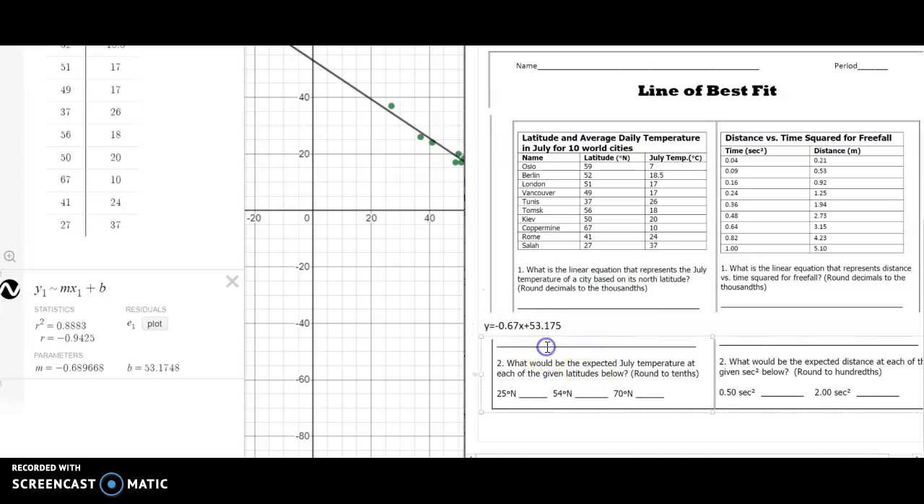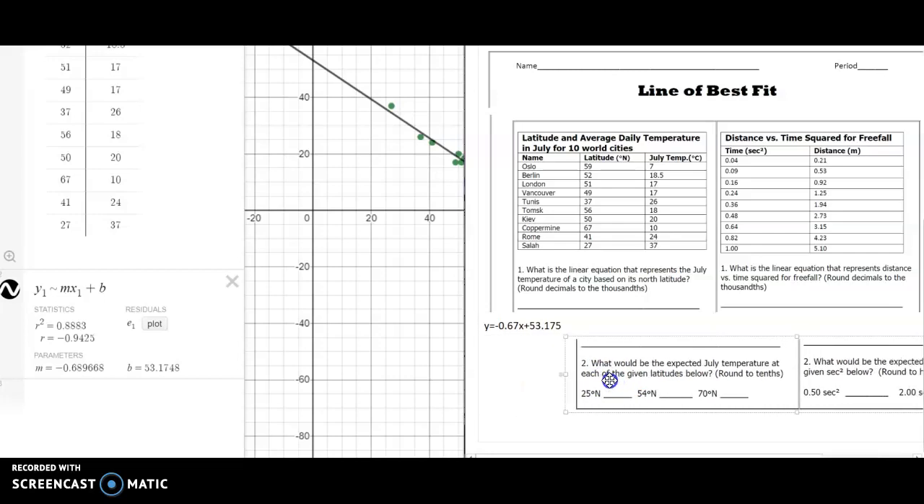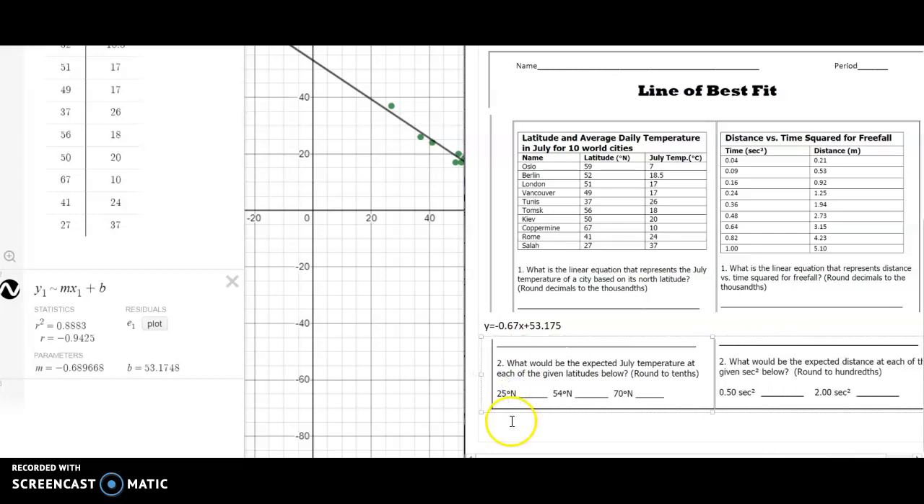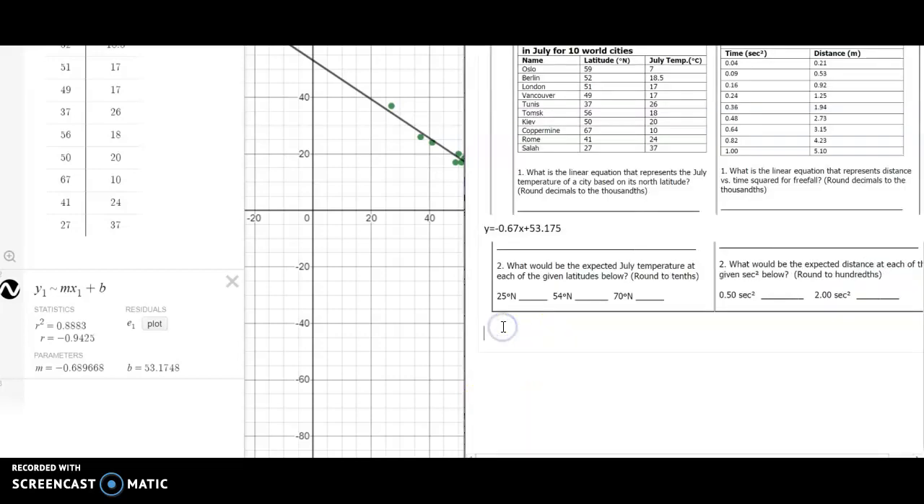Now, this problem requires us to do an extra step, and it says, what would be the predicted July temperature at each of the given latitudes below, round to the tenths? So now they're asking me, what is going to be the July temperature, or expected, because again, this line is an approximation, if they give me these latitudes right here, the 25 and 10. So we're going to put in 25 into the equation. So I'm going to have negative 0.67, and instead of x, I'm going to plug in 25 because that's going to be my new x, plus 53.175. And I'm going to use my calculator for this.